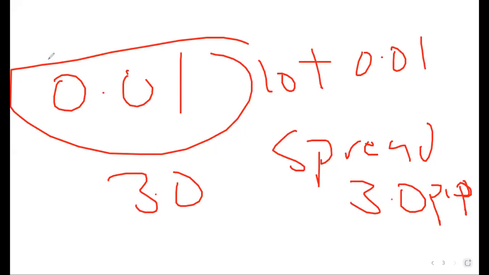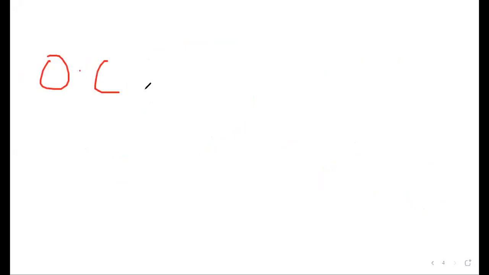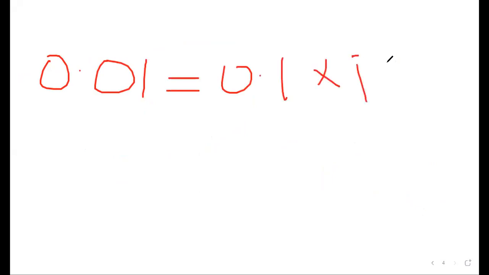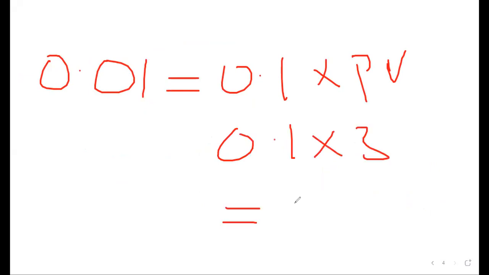$3. Okay. Remember we said 0.01 equals 0.1 times pip value. So it's supposed to be 0.1 multiplied by 3, which gives us 0.3. $0.3. So that's about 30 cents. Yes. Do you understand? Yeah. I believe it's clear for everyone.